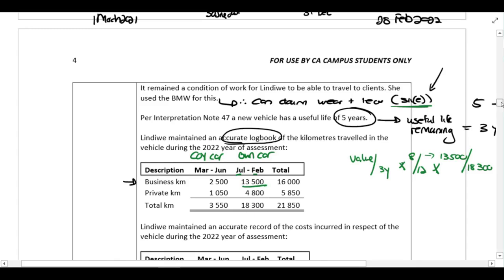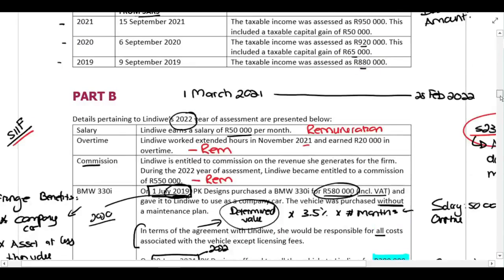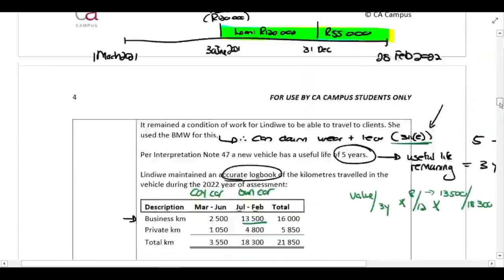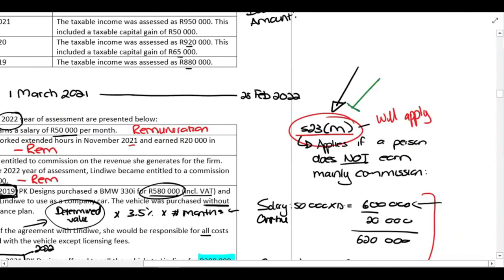Important. Lindiwe maintained an accurate record of the costs incurred in respect of the vehicle, and they give it to us again. So here's for the company car period, and here's for the own car period. So can she claim these costs during the time that she uses it as her own car? How do you know? She says using it in the production of income, but can she claim it? Immediately you should think about Section 23M again.